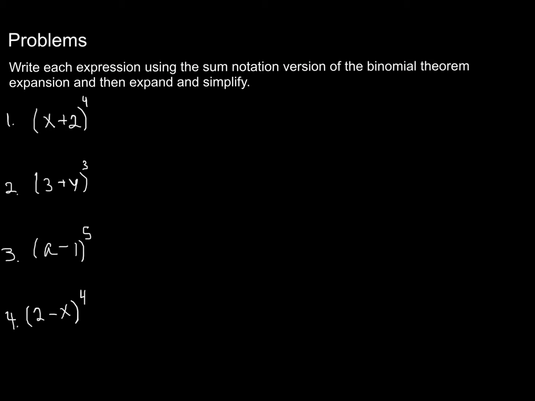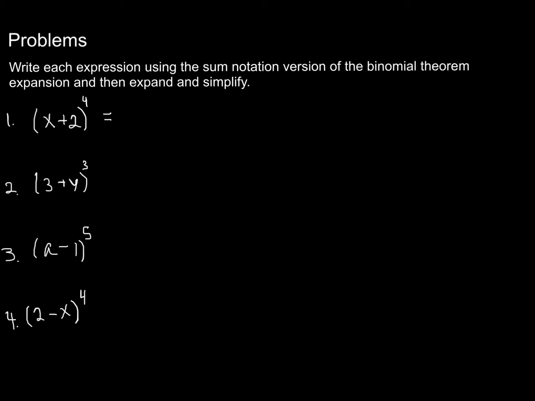All right, so let's try one together, and then you will do the rest. So we're going to write each expression using the sum notation version of the binomial theorem expansion, and then expand and simplify. So let's start with this first one here. Notice that x is representing my a value, 2 is representing my b value, and 4 is representing the n value here.